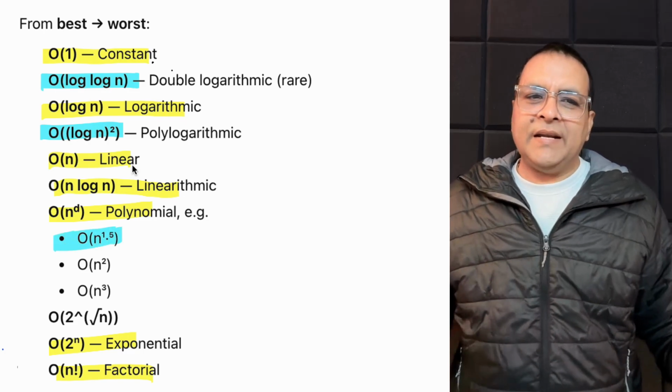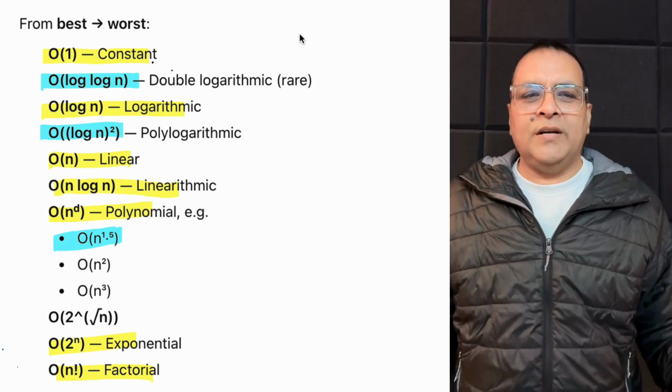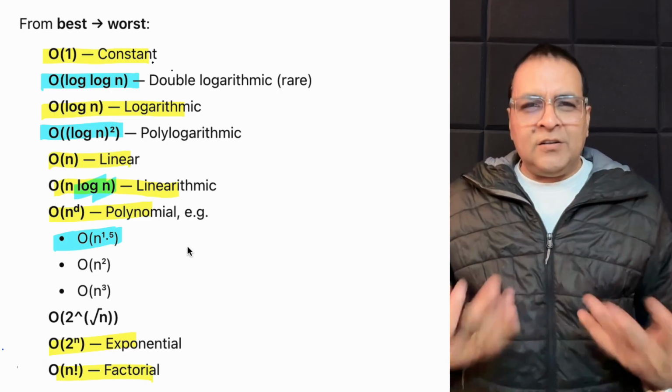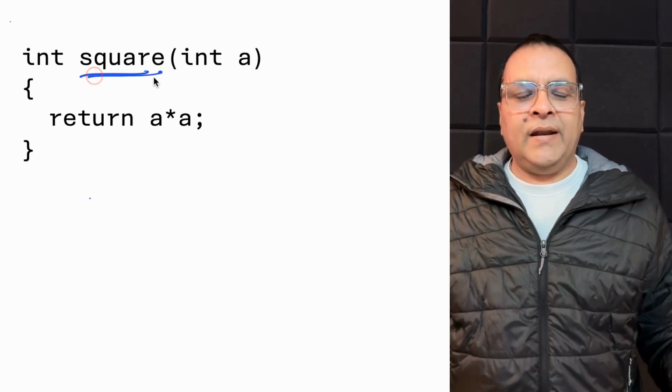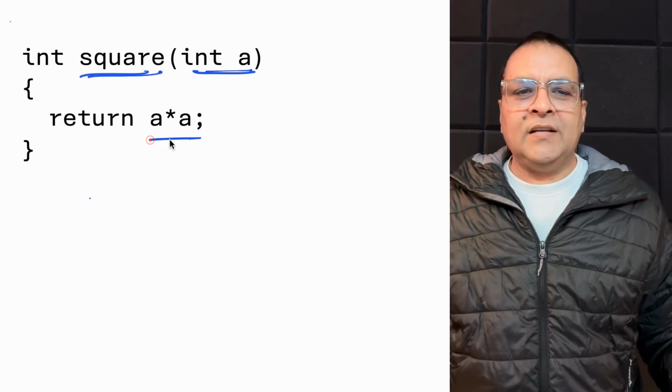So it essentially means that any power of n, irrespective of how small it is, will be greater than log n. Now let us look at the code of these time complexities. Consider the following function. This function square takes a single parameter and returns the square of that number.